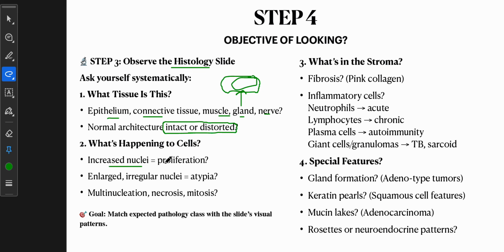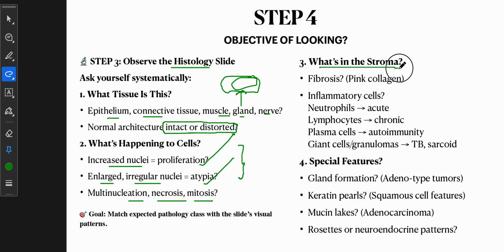If there is increased nuclei, is it proliferation? If there is enlarged and irregular nuclei, is there nuclear atypia or cellular atypia? Is this the feature of malignancy or tumor neoplasia? If there is multinucleation, necrosis, mitosis, is it? So that is how we ask ourselves.